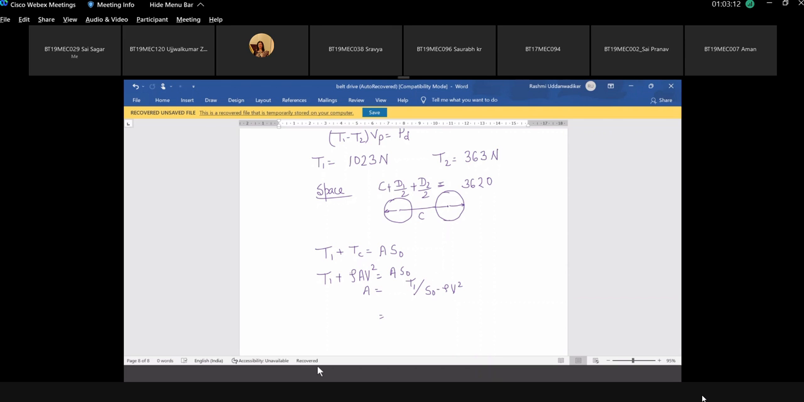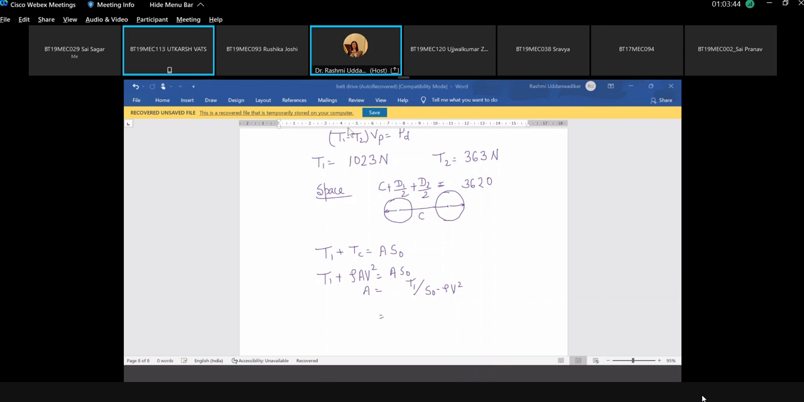Area is how much? 355 mm square. Manas, Prathamesh, please confirm. Rushika, what is your value? Ma'am, I'm yet to calculate. I'm calculating. Utkarsh, you are there? Yes, ma'am. Okay. Manas is also giving me 355. This looks good. 355 mm square.